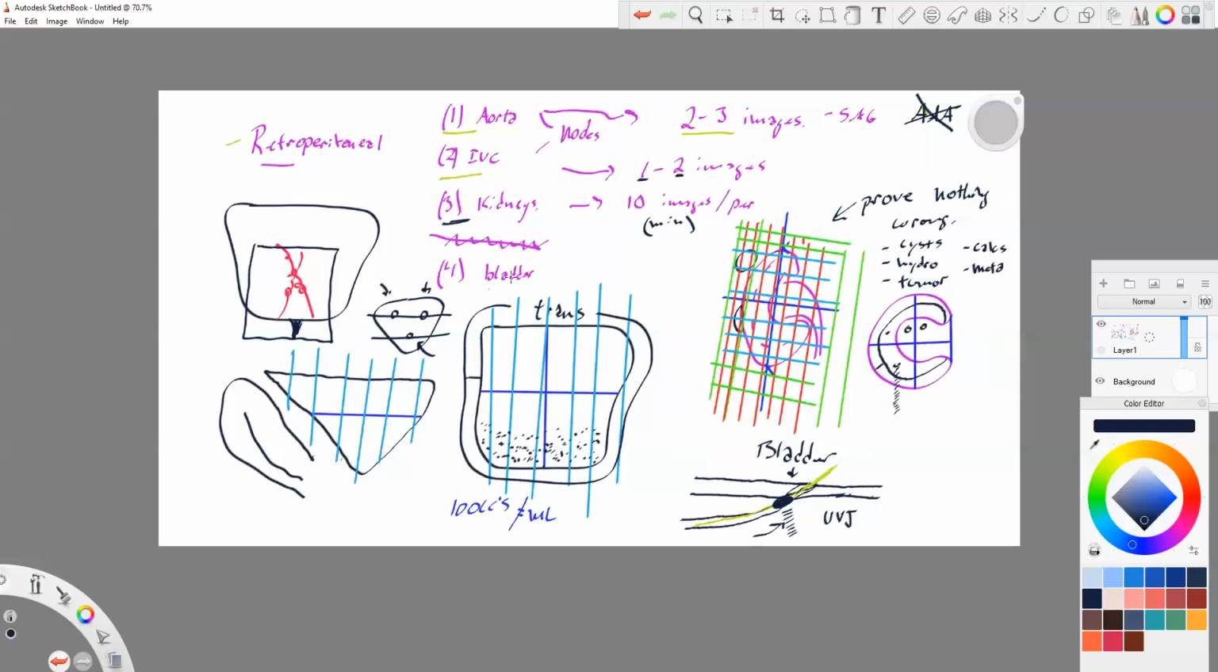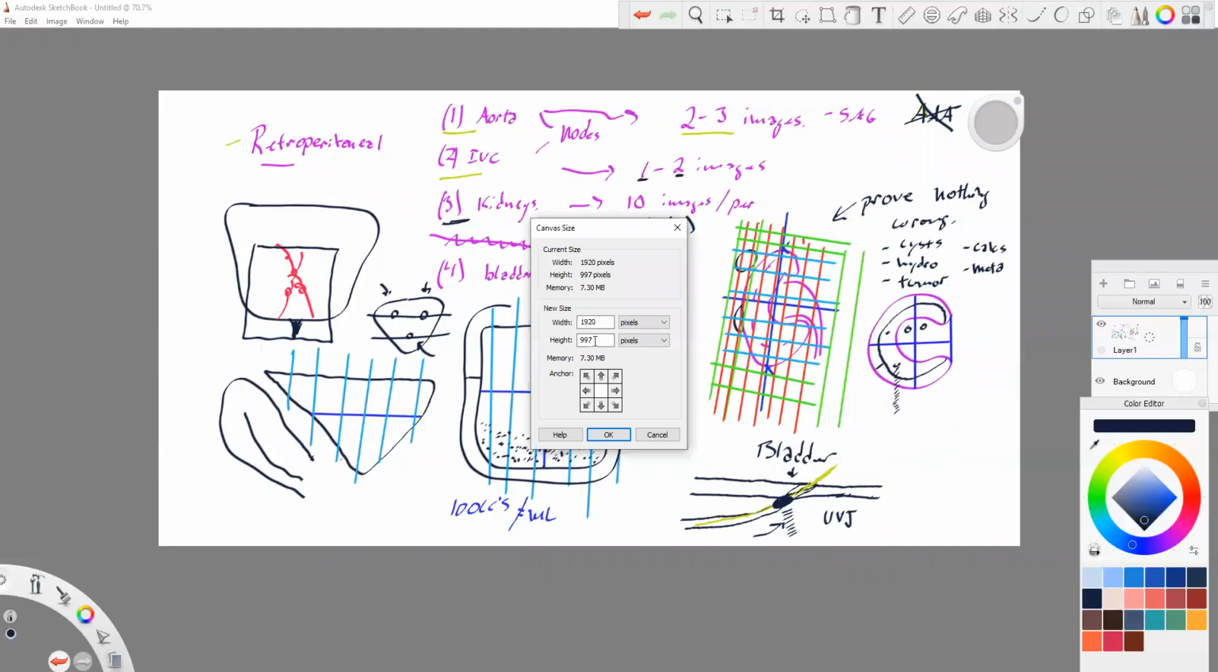Okay, that's all I have to say about retroperitoneals. I will add something. I need a little more width. Let's keep it on that side, and 2800 should give me enough.